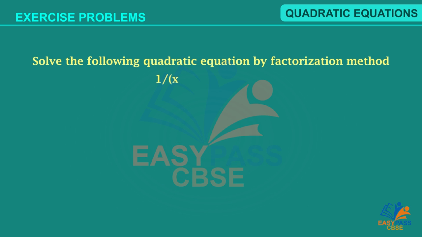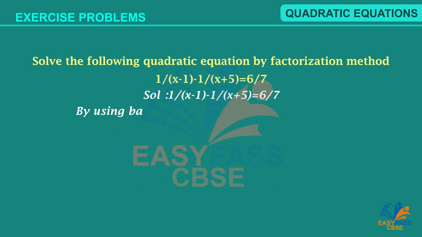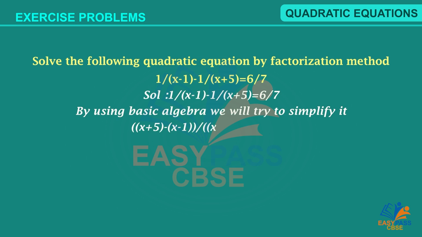1 over x minus 1 minus 1 over x plus 5 is equal to 6 over 7. By using basic algebra, I will try to simplify it. For the left hand side, the LCM is x minus 1 times x plus 5. So the numerator will become x plus 5 minus x plus 1, and the right side is 6 over 7.